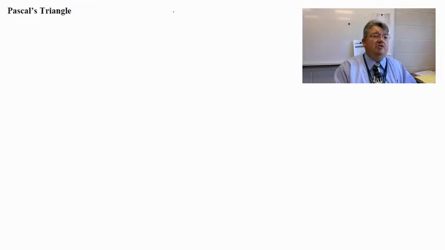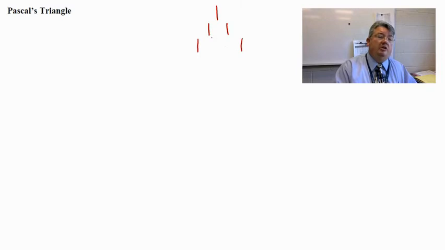Pascal's triangle starts with a 1. And then the next row is 1 and 1. In fact, all the rows will start and end with a 1. The next row starts with a 1, ends with a 1, and in between, check this out. 1 plus 1 here is 2. This is what we call the 0th row. This is the first row. This is the second row.